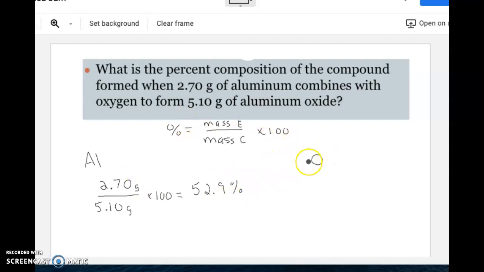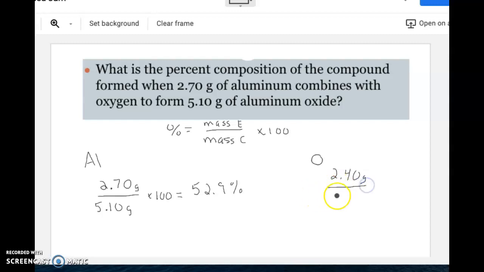The rest of the mass in that compound is from oxygen, and the percentages need to add up to 100. You could just subtract from 100 to find the percentage of oxygen, but let's do the calculation here too, a similar type of calculation. It doesn't say the mass of the oxygen, but we know the mass of the compound is 5.1 and the aluminum part is 2.7, so the mass of the oxygen has to be the difference. 5.1 minus 2.7 is 2.40 grams.